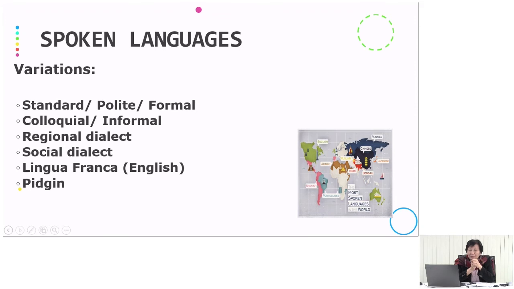So the way they use English would be different from the native speaker of English in England, the United States, or Australia, right? They probably speak differently, they sound different, they use the terms differently, they use the structure differently, you see? That's what we call pidgin English, the pidgin language.